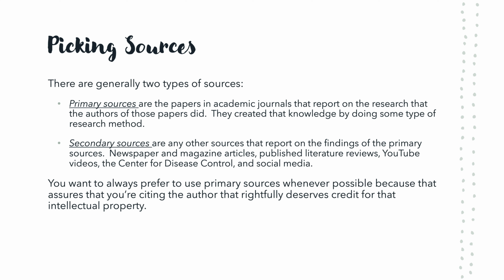Also, if you're grabbing sources from academic journals, they will also be peer reviewed, which means that experts in the field in which the studies were published have agreed that those findings make sense and should be communicated. Secondary sources generally do not have the same level of scrutiny applied to what's reported there. So always include at least a couple primary sources.